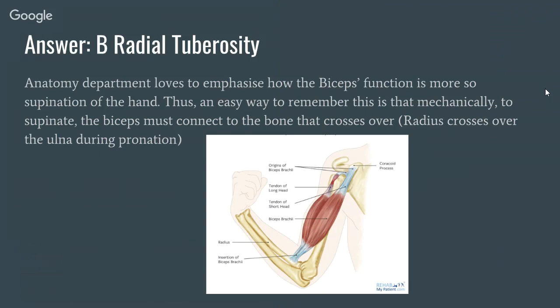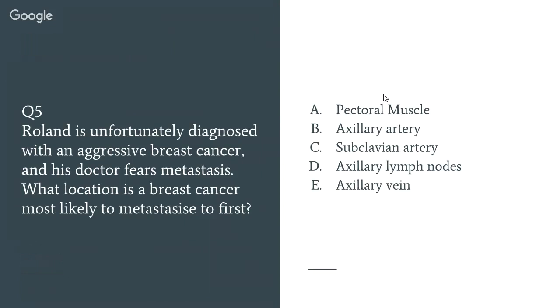So anatomy department really loves to emphasize that your biceps does less of this and more of this. So it's doing quite a lot of supination, and as such, it attaches onto your radial tuberosity. An easy way to remember this is that, mechanically, your biceps is doing a lot of supination, so simply attaching to the ulna doesn't really allow it to do that. Moving on.